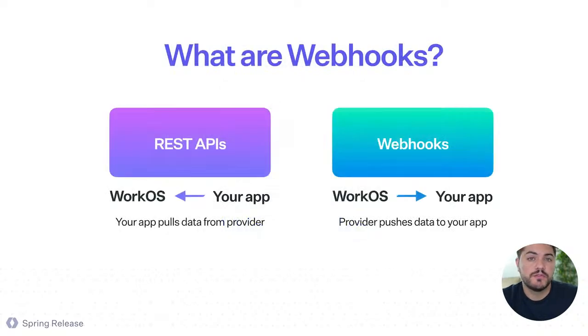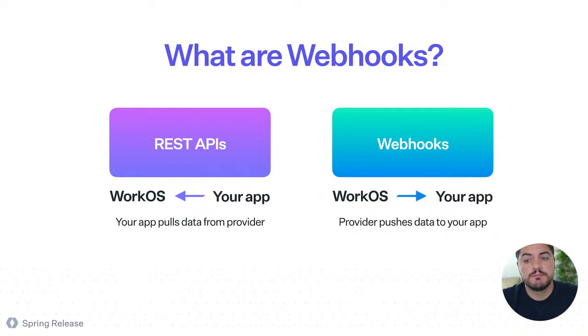So if you're not familiar with the concept of webhooks, this is a way for you to fetch data, but it's different from what most developers are used to. With REST APIs, you're basically pulling data from a specific provider, in this case, WorkOS, right? So you're making requests to WorkOS, WorkOS is giving you data back. But with webhooks, it's different. It's the provider pushing you updates, so you don't need to keep always checking, oh, is the new data there or not?